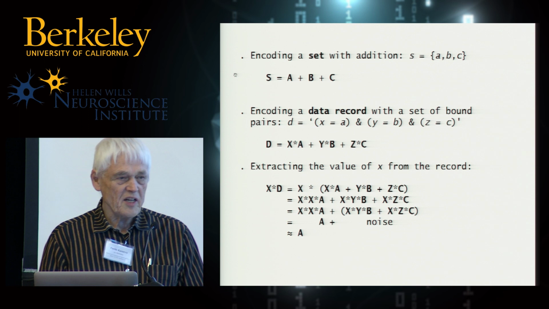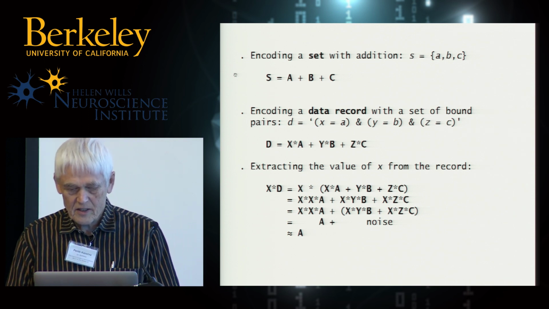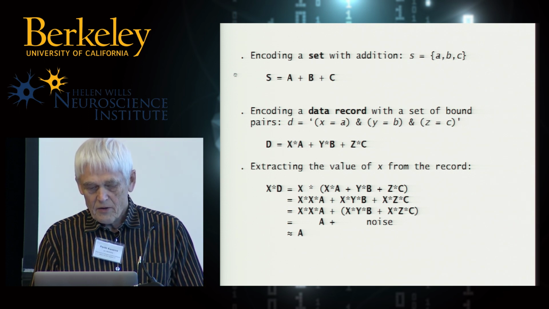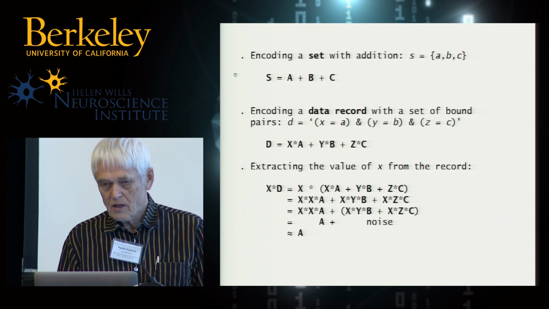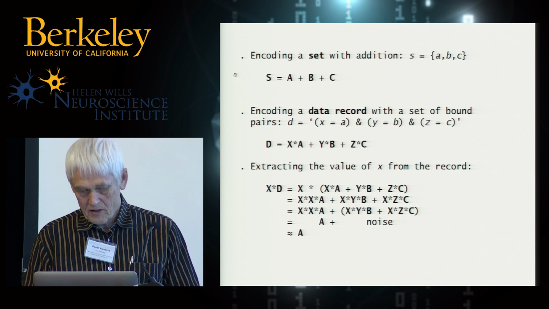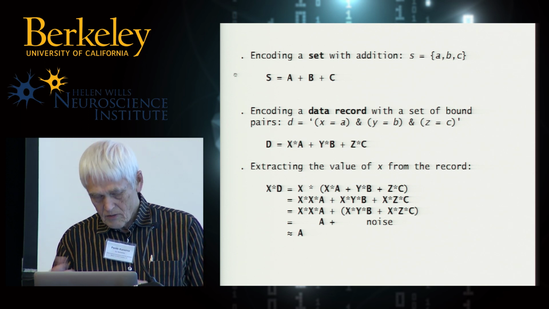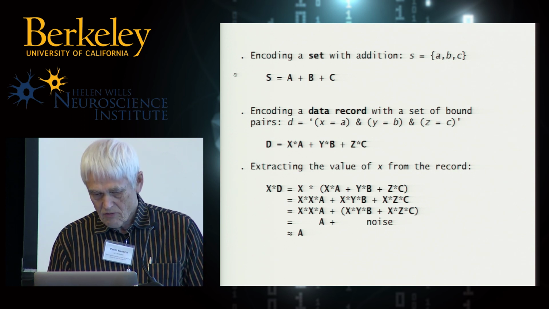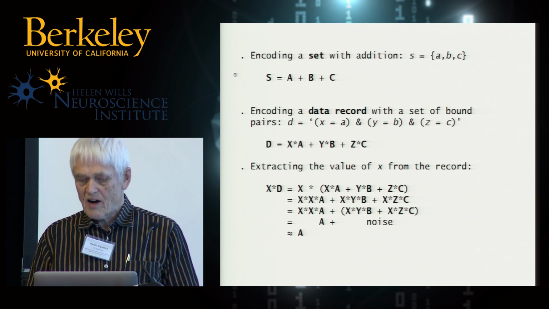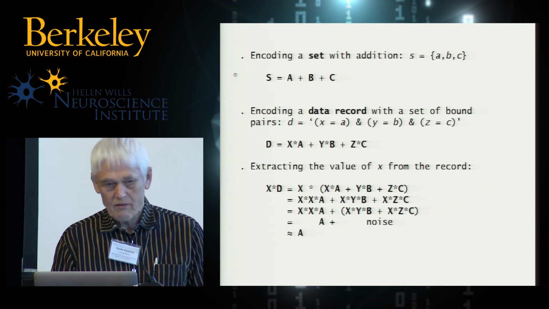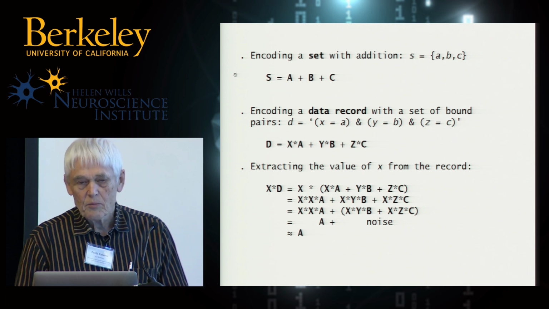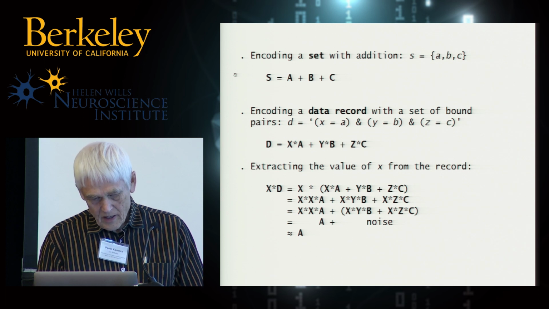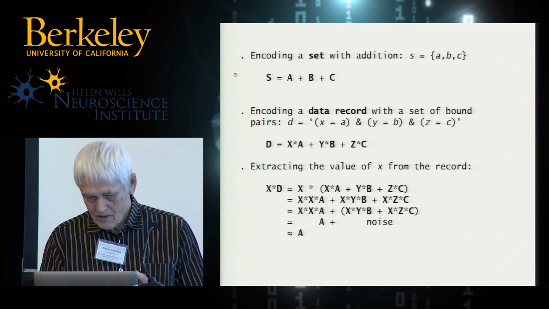Now you have to encode data records. That means something like x equals a and y equals b and z equals c. That can be encoded with a sum of bound pairs. So the line d equals x times a and so forth encodes a data record. And if you want to extract the value of one of those variables from the record, you multiply with the vector that represents the variable. So that's the line x times d equals, and then there's a lot of math.